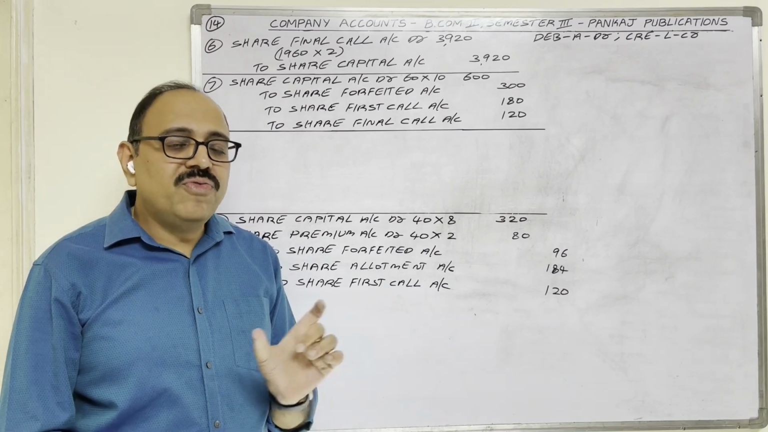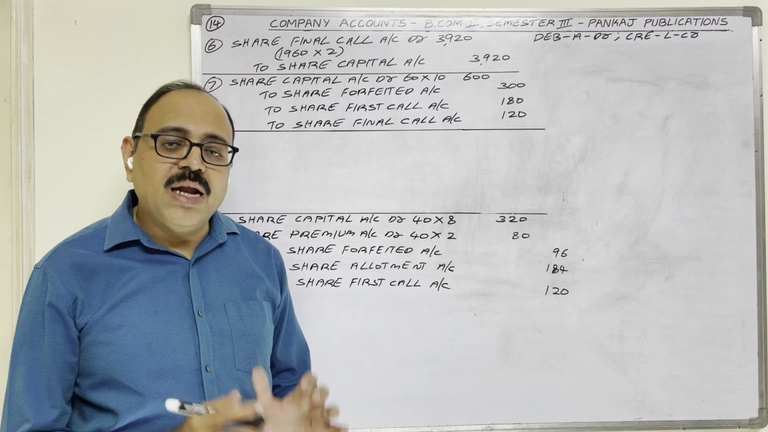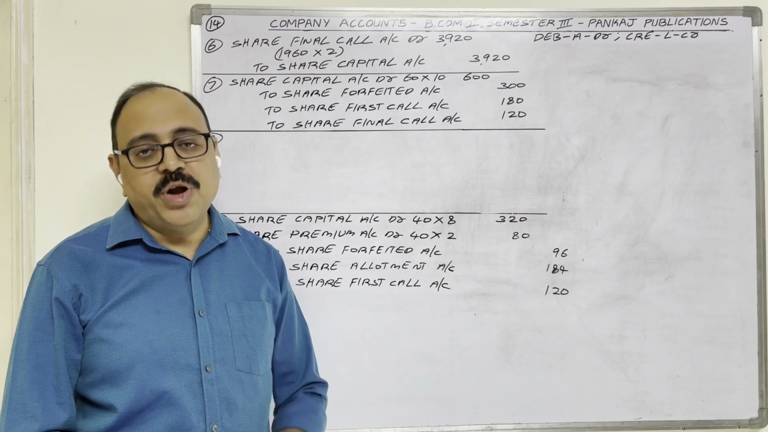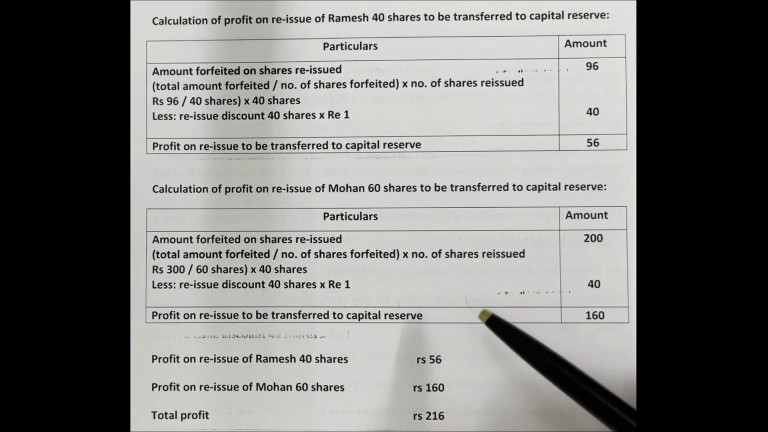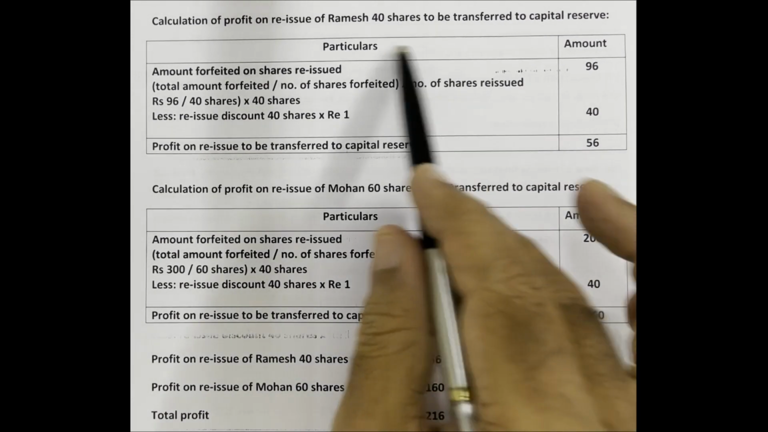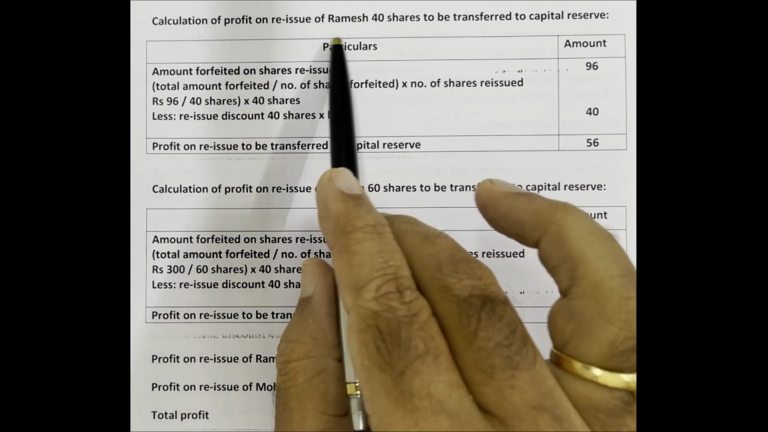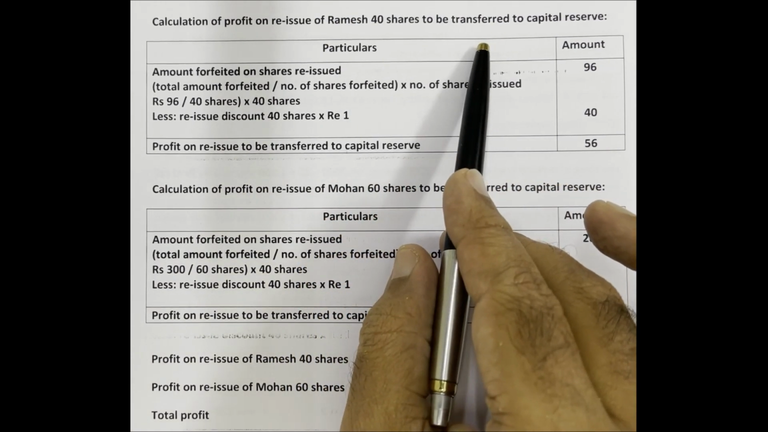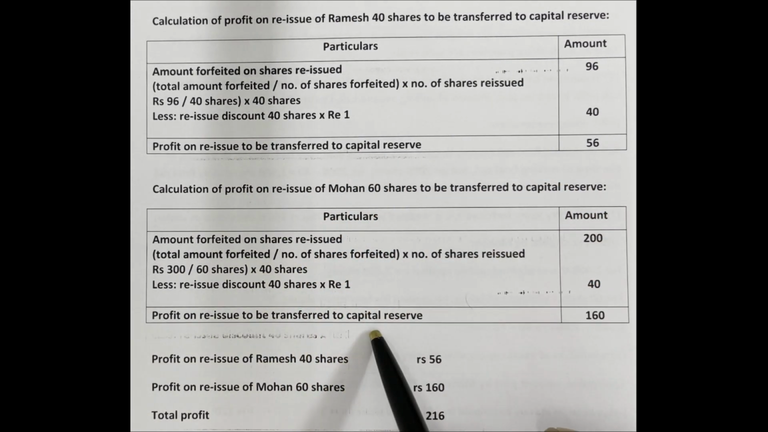So in share forfeited account, how much credit balance do we have? Let us see that now. This is the calculation. You can see two tables here. In previous problems, we used to prepare only one table to calculate the credit balance in forfeiture account. But here, why are we preparing two tables?